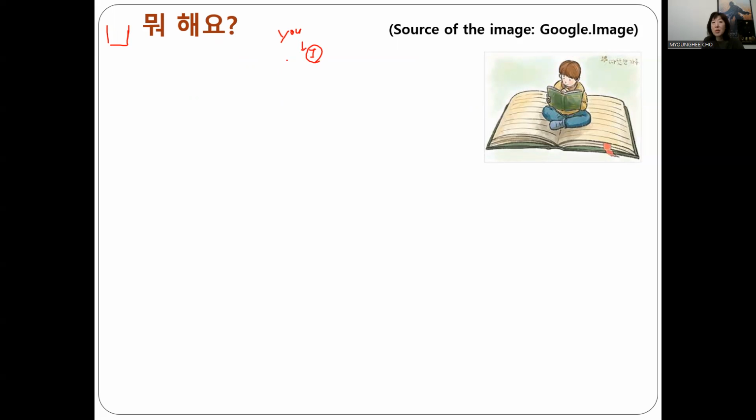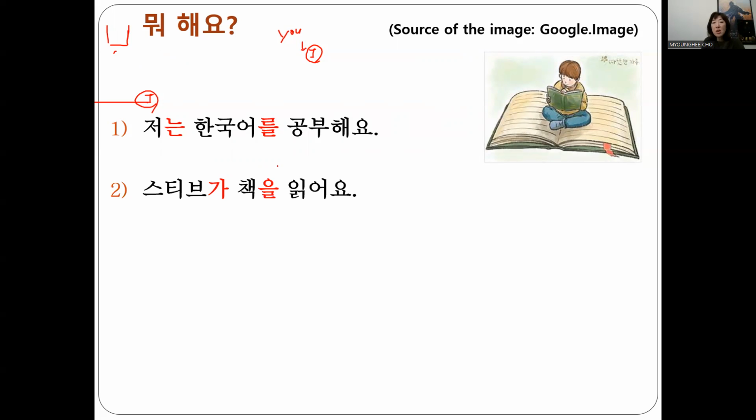So in Korean, Koreans often drop the subject, right? If there is no indication of whom this question is directed to, then usually the question goes to you, the other person. Then you can say, 저는 한국어를 공부해요. But based on the context, if you add 스티브 씨가, 스티브가 뭐 해요? What is Steve doing? Then you can say 스티브가 책을 읽어요. Steve reads a book. 저는 한국어를 공부해요. I study Korean.